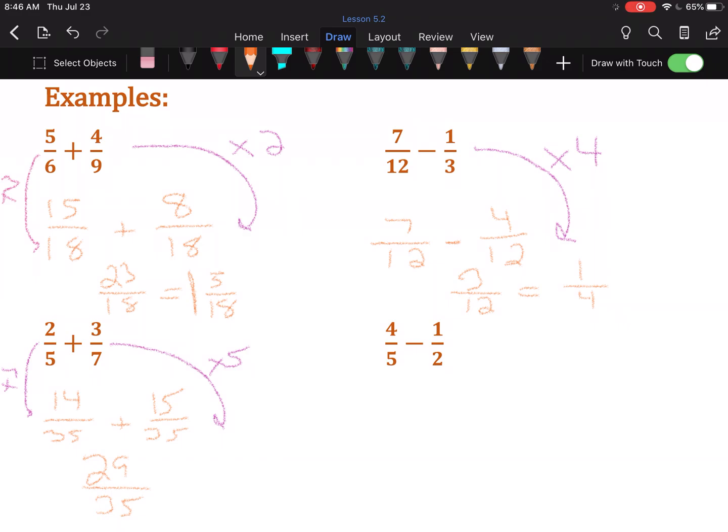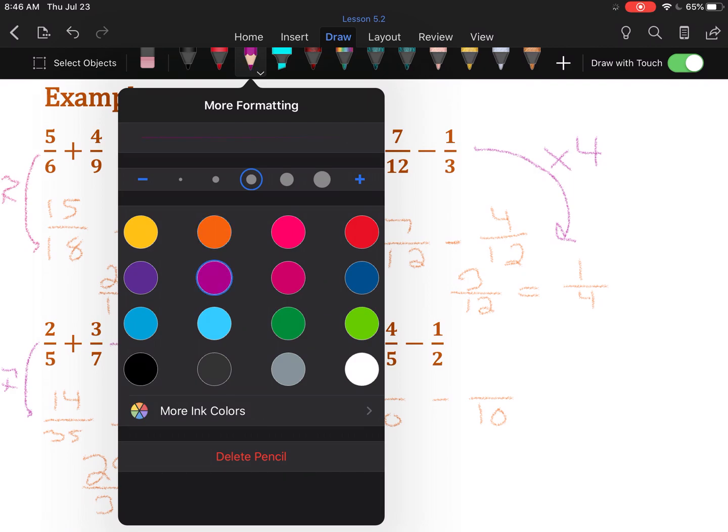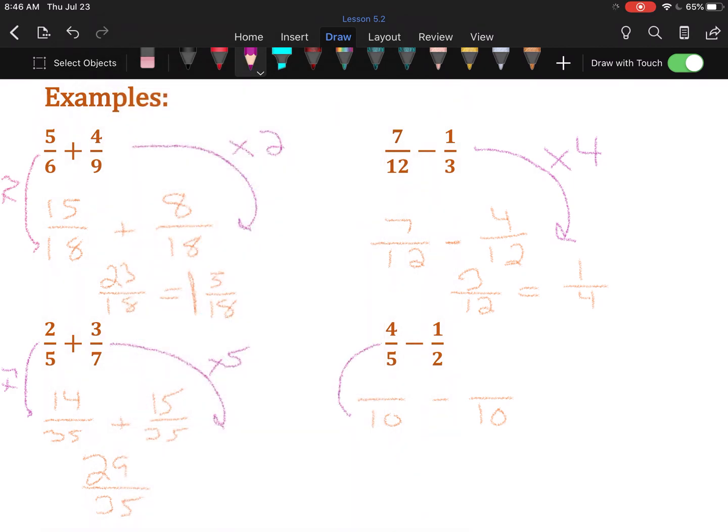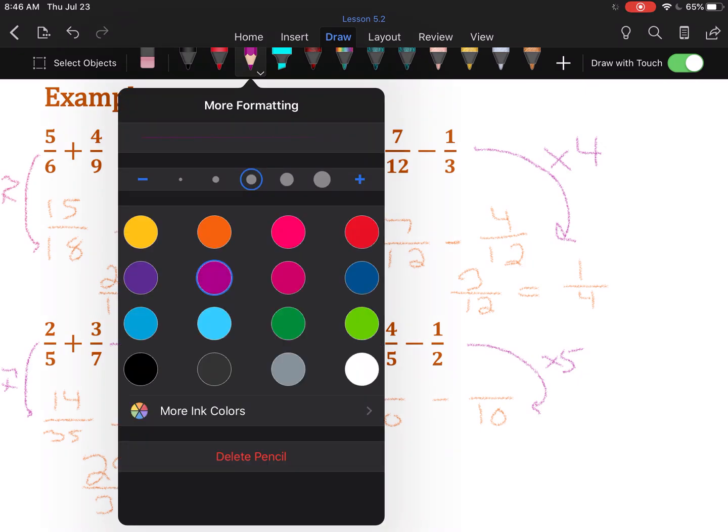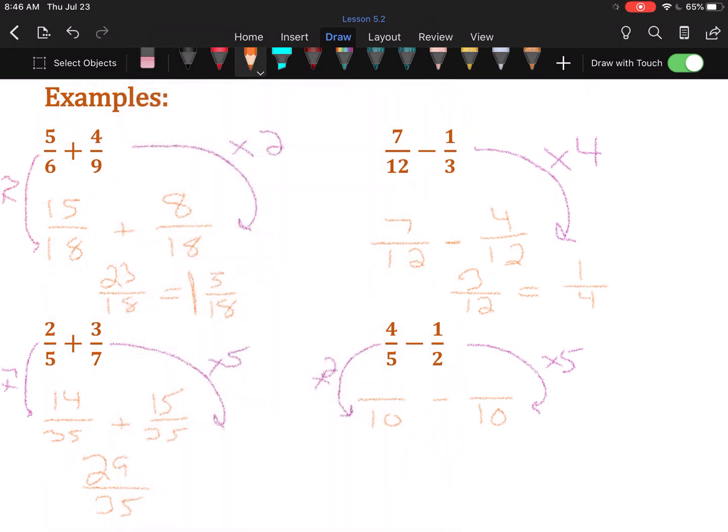And my last example here, we have 4/5 minus 1/2. 2 does not go into 5, but 2 does go into 10. So we're going to change both of these to say over 10. How? Well, the first fraction, 5 becomes 10 by multiplication of 2. And for the second fraction, 2 becomes 10 by multiplication of 5. So, 4 times 2 for our first fraction becomes 8. And our second fraction, 1 times 5, becomes 5. Now we can subtract. 8 minus 5 is 3. And 3/10 does not simplify.